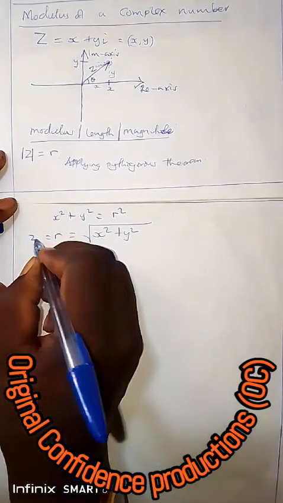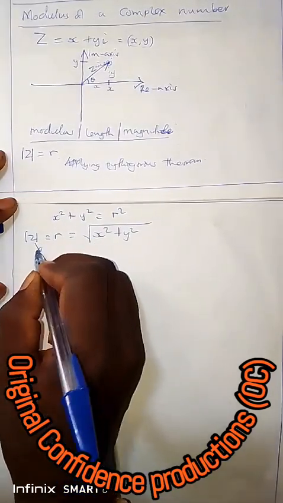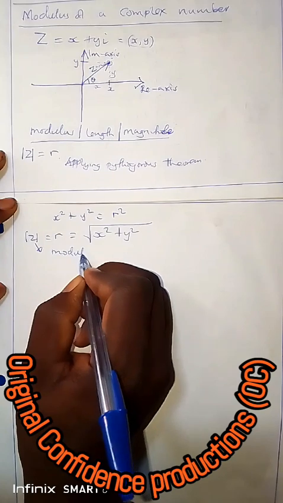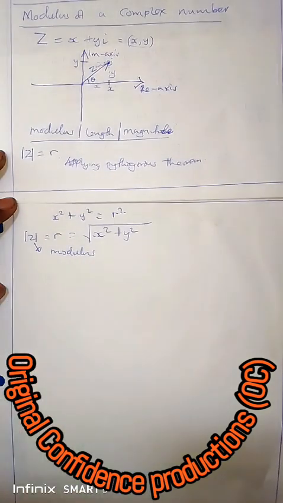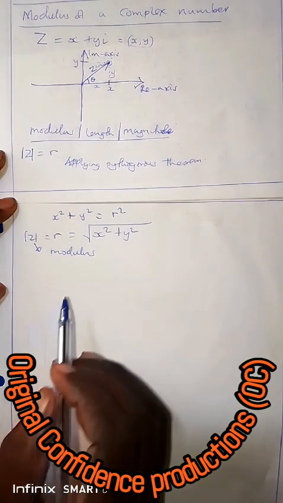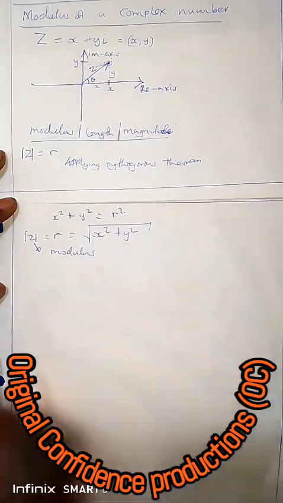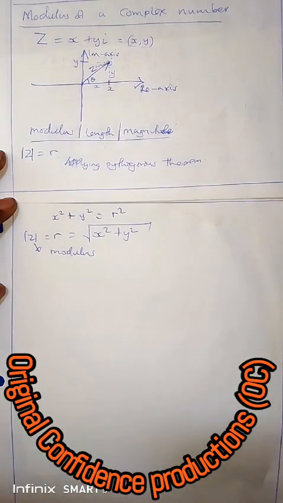So this is the one we are calling z bar, and this is what we are calling modulus of the complex number, or length. Sometimes we call it magnitude. So this is the one we shall have in this case. We always put the answer with units in that case. So that's what we are having.